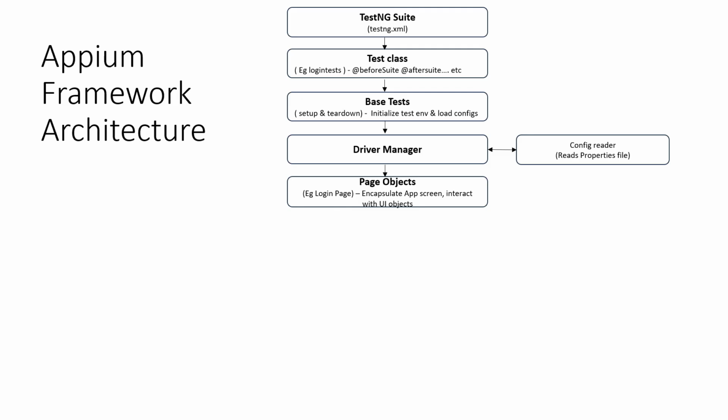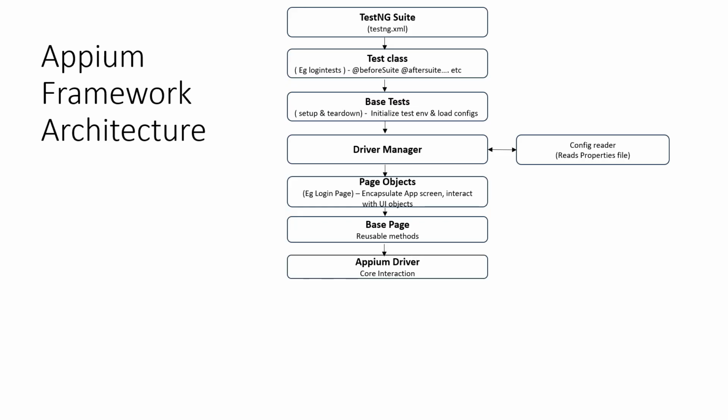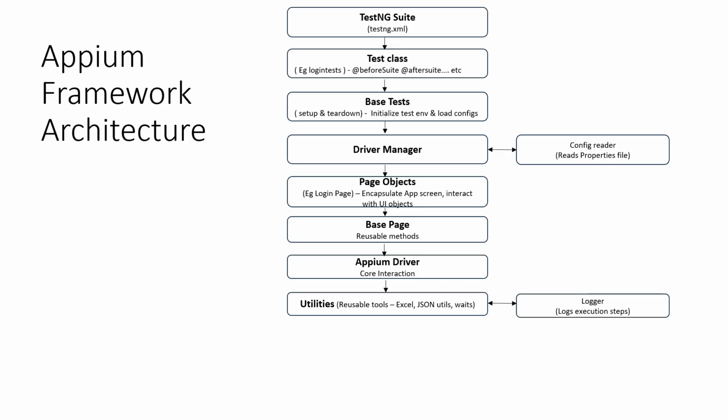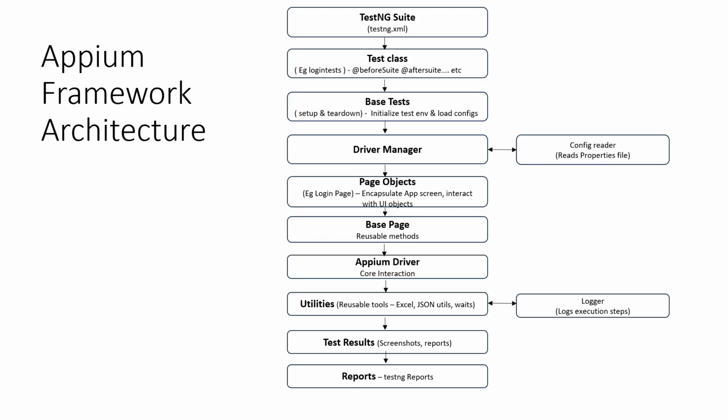In the page objects, we'll create a login page class to interact with the UI elements, for example the username, password fields, and login button. Next, we have the base page class, which will provide common utility methods for all our page objects. Then we have the Appium driver, which is for core interaction. We will also include some helper classes, like Excel, JSON, and for logging, we'll use the logger. And in the end, the framework will generate detailed test results and reports.